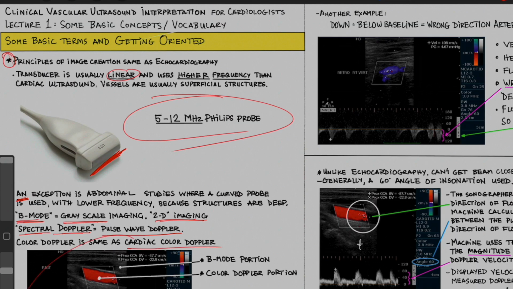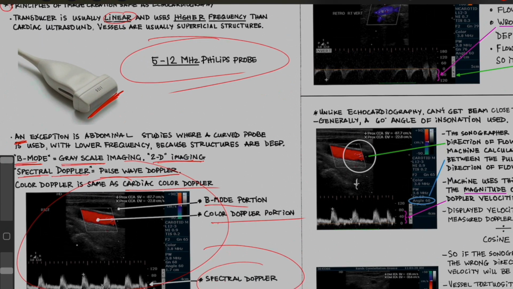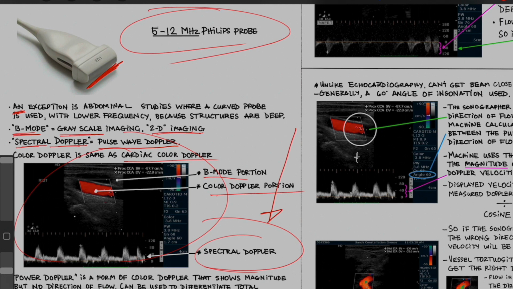So here's an ultrasound image, and the B mode portion is the grayscale image, and then the color Doppler portion is here, just like an echo, and this down here is the spectral Doppler, this portion.